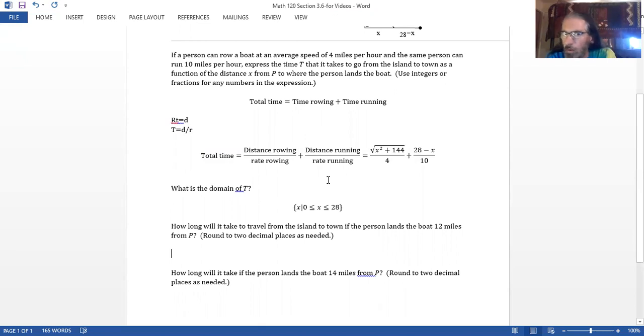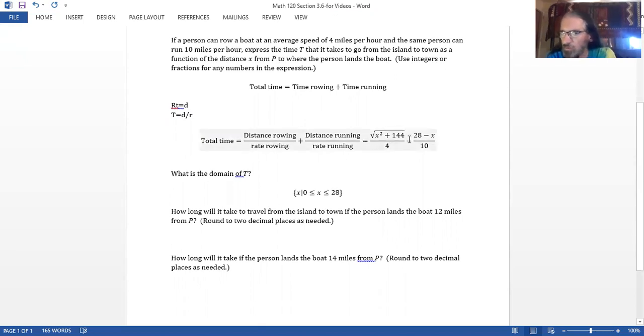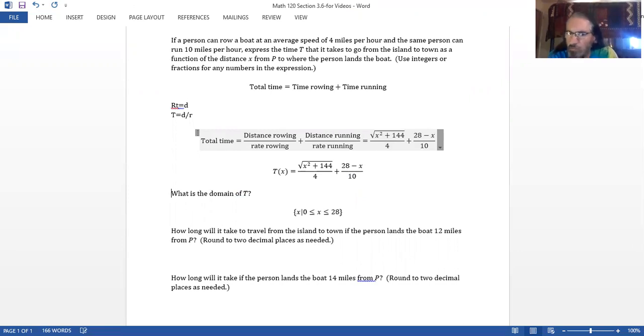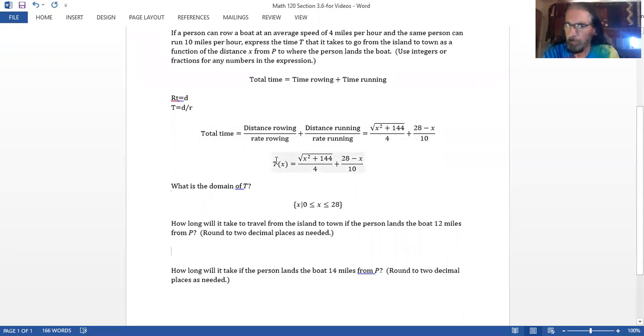Now we're looking for writing this as a function of x based on the distance of the landing points from point P. So there it is written as a function of x. And we're asking these last two parts to approximate to the nearest tenth. How long is it going to take if the person lands 12 miles from point P? So we're looking for t of 12. By the way, there's nothing we could really do to simplify that formula.